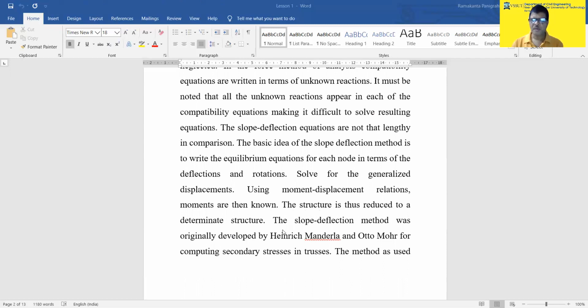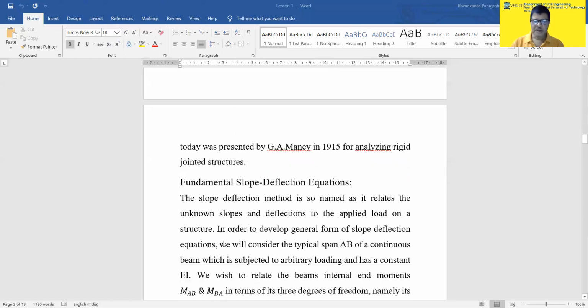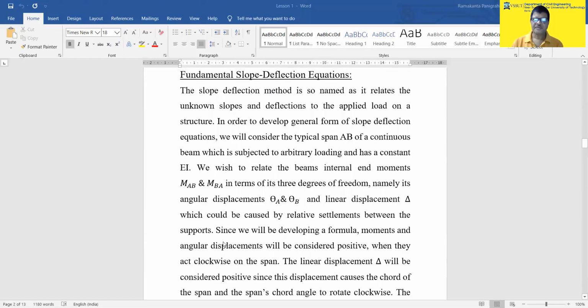The slope deflection method was originally developed by Heinrich Manderla and Otto Mohr for computing secondary stresses in trusses. The method was presented by Maney in 1915 for analyzing rigid jointed structures. So initially two scientists developed it for trusses, then finally Professor Maney used it in 1915 for analyzing rigid jointed structures. Let us go to the fundamentals of slope deflection equations.